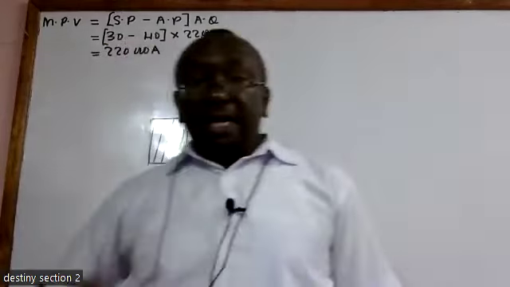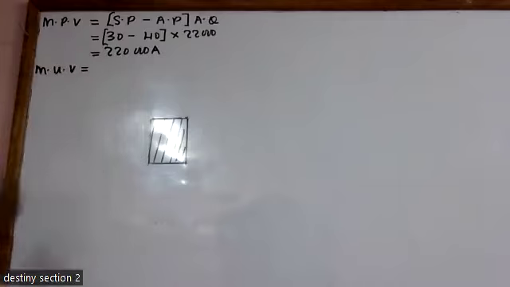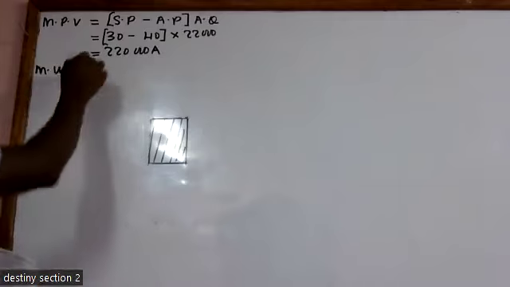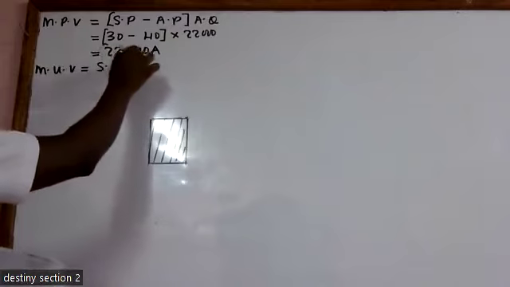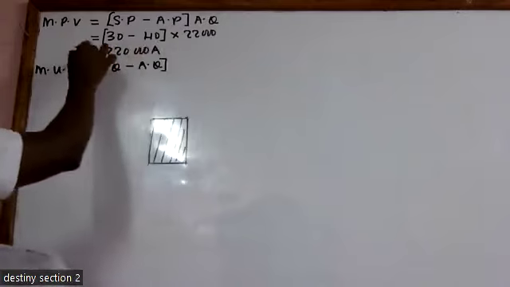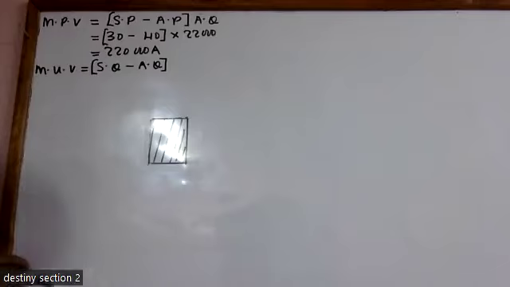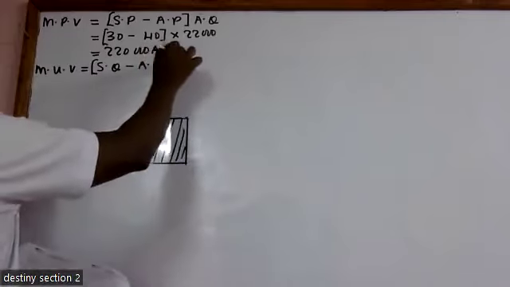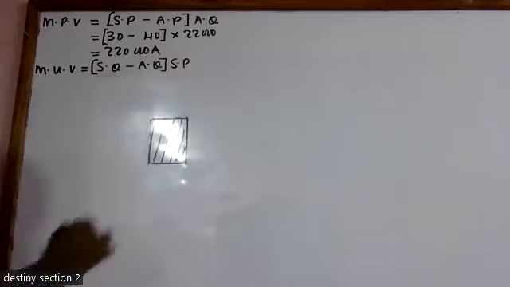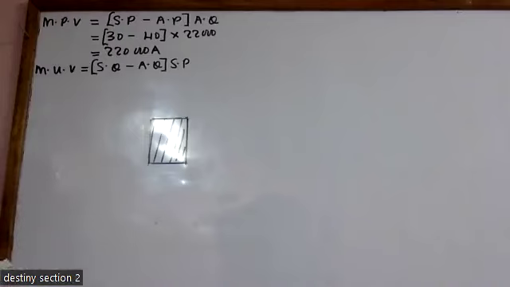Okay, the other one, material usage variance. Material usage variance, we said it is computed as standard quantity minus actual quantity, you multiply by the standard price. Now, in that case, our standard quantity is computed like this.